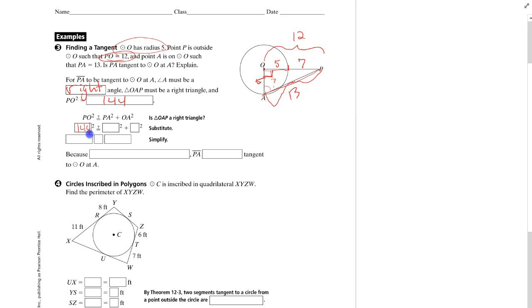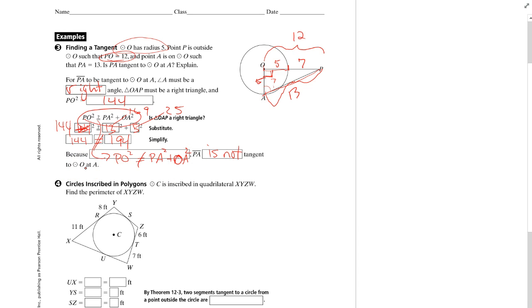So here we go, 144, P to O. Yes, that's right. 144 would be P to A, which is 13 squared, plus the O to A, which is 5 squared. So is this true? 144 equals 13 squared, which is 169, plus 25, which is 5 squared. Is this true? 144, this adds up to 194. That is not true. So because PO squared wasn't equal to the other two squared, PA is not tangent to O at A.